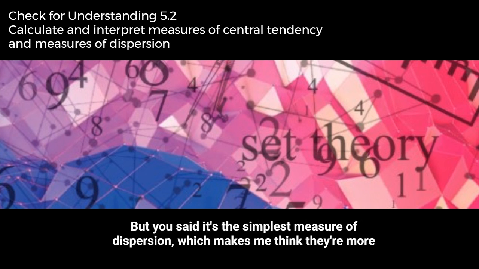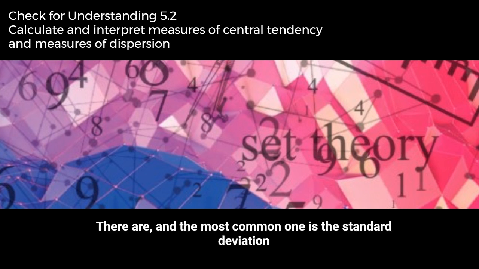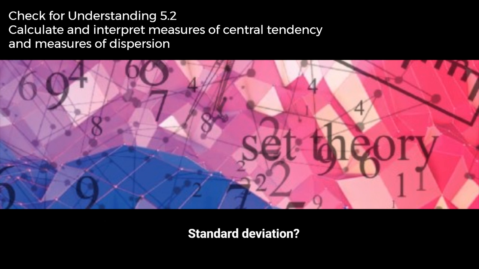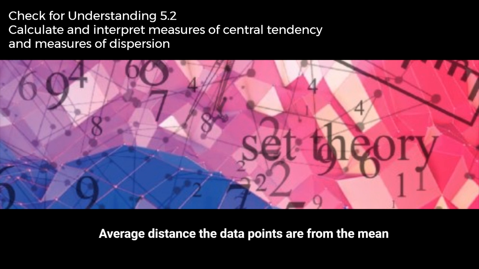Pretty straightforward. But you said it's the simplest measure of dispersion, which makes me think there are more complex ones. There are, and the most common one is the standard deviation. Standard deviation. That one sounds a little intimidating. What's the basic idea behind it? The standard deviation gives us a measure of the average distance the data points are from the mean.